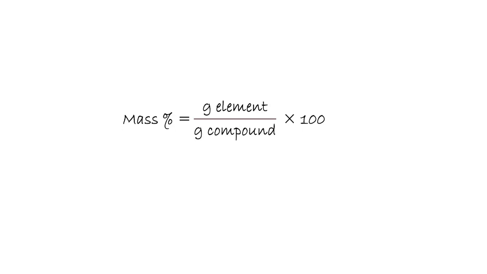Mass percent is the percentage of a particular element within a compound. Because it's mass percent, the units are mass units, which are grams. So the simplest form of the equation is grams of element divided by grams of compound times 100 to give percent.